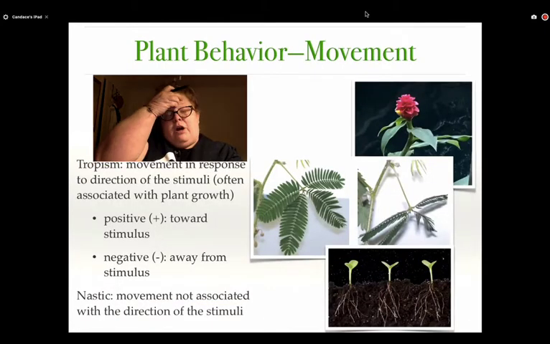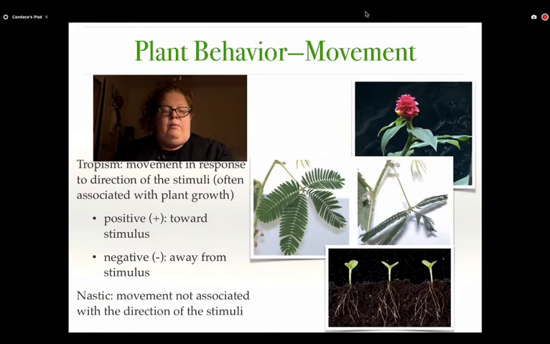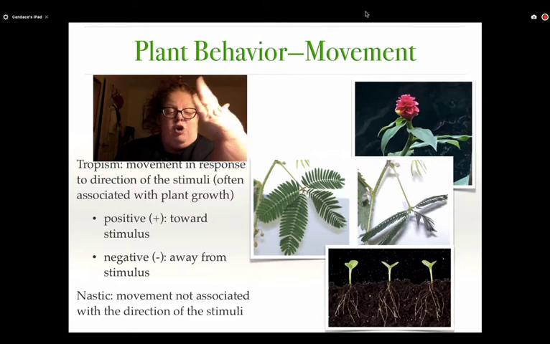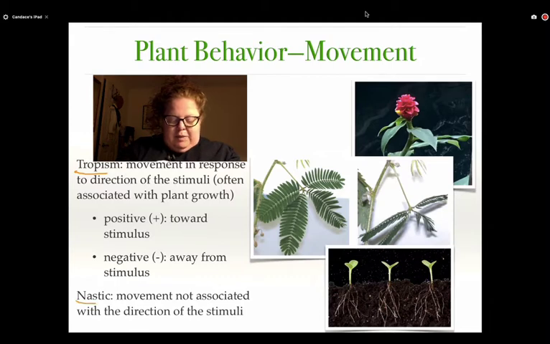Okay, so there are really two categories of movement in plants. One group is called tropic movement, or tropism. And so that's what you see here. And the other is nastic movement. Essentially the difference has to do with the direction of the stimuli, or what's causing the response, and how the response is in reference to that stimuli.